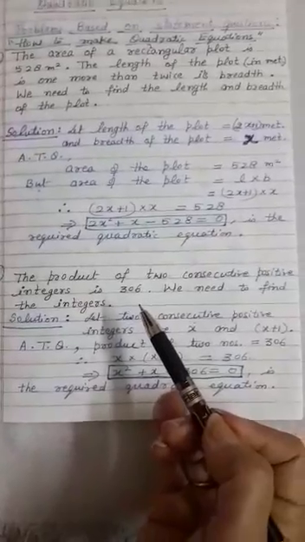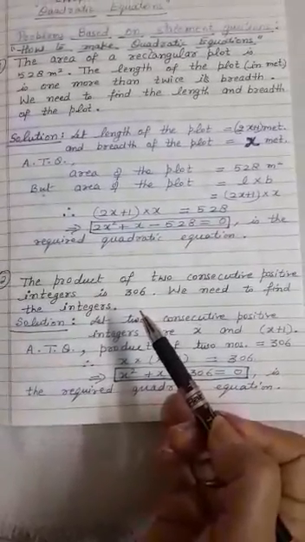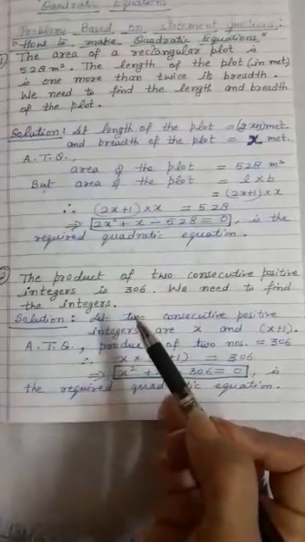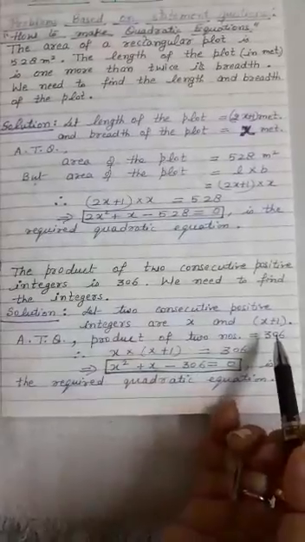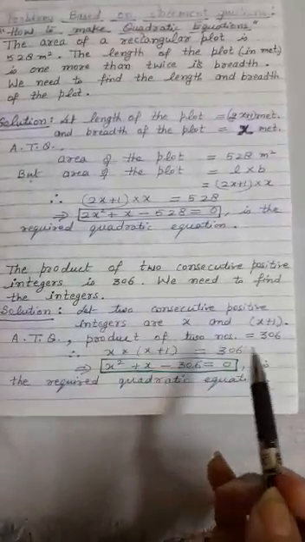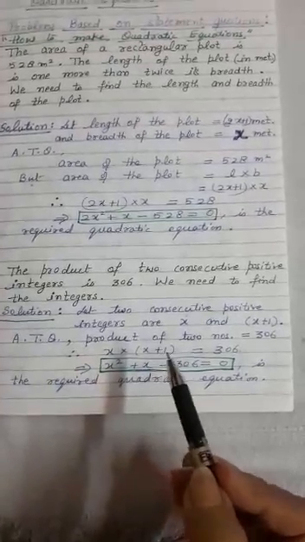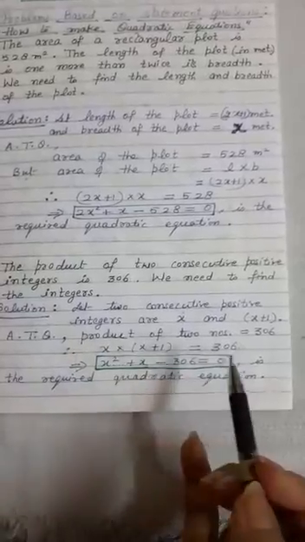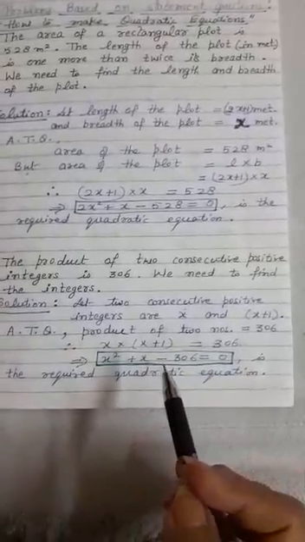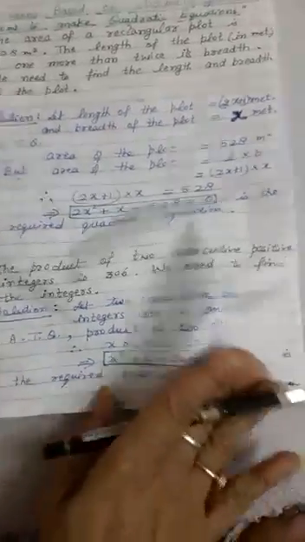The product of two consecutive positive integers is 306. We need to find out the integers. Consecutive integers are x and x plus 1. And their product is given to you, 306. Product means multiply both of them, that will be equal to 306. Multiply these two and take 306 on this side, that will become a quadratic equation and you know how to solve it. Let's read the next question.